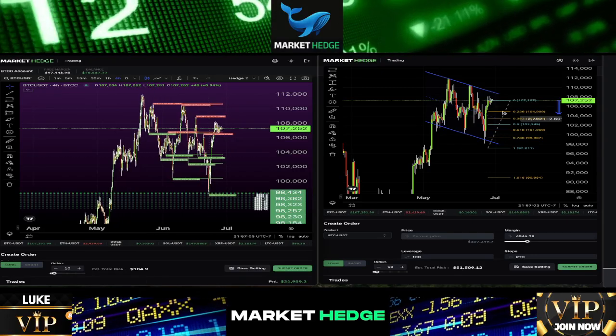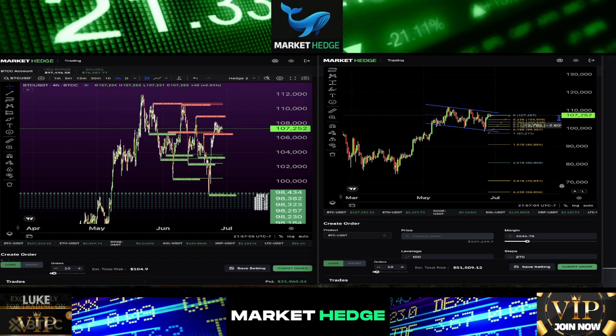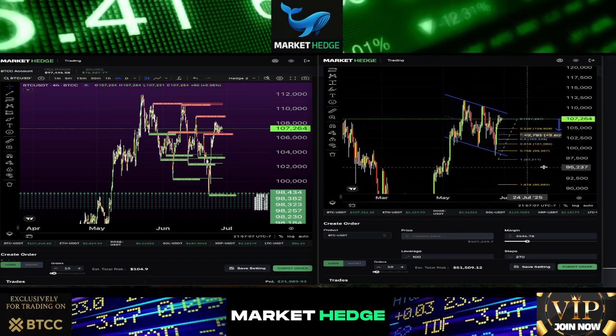Let's talk about a new trade that I'm going to enter. Let's discuss this bull flag. Everybody's looking at it. If you're trading, hit me up in the comments.